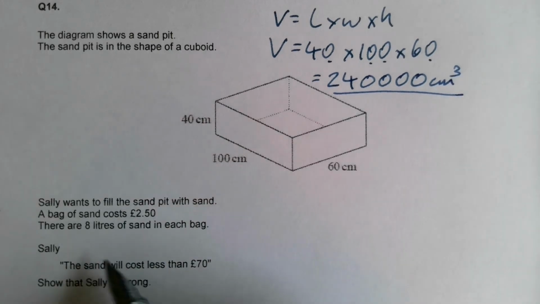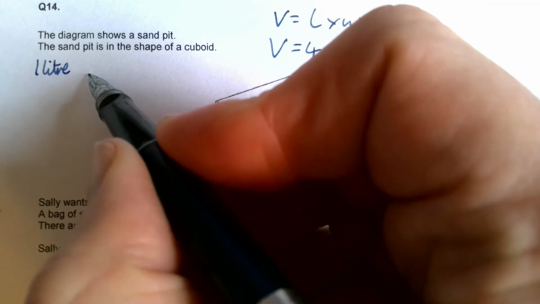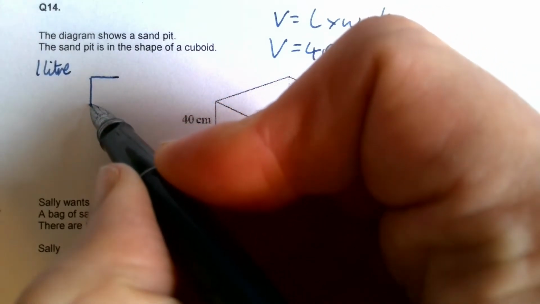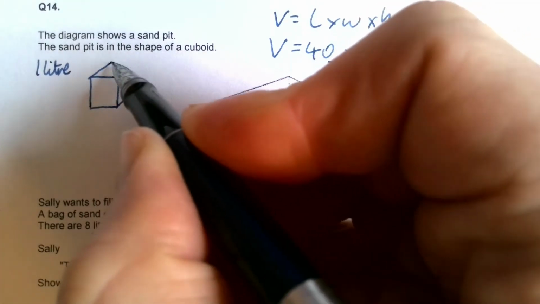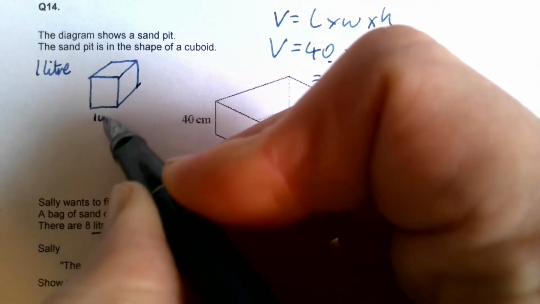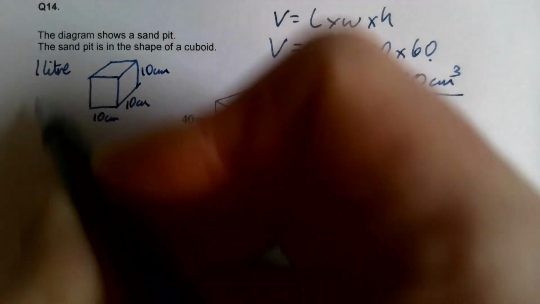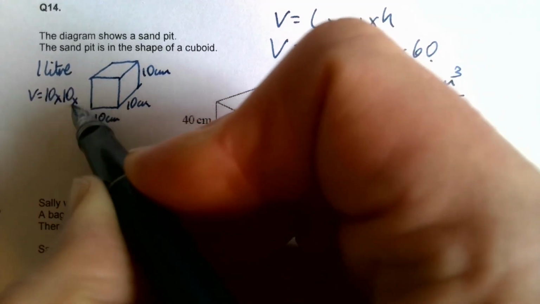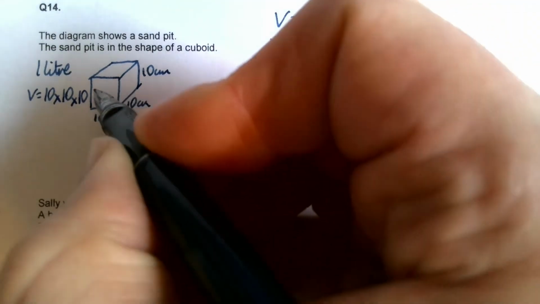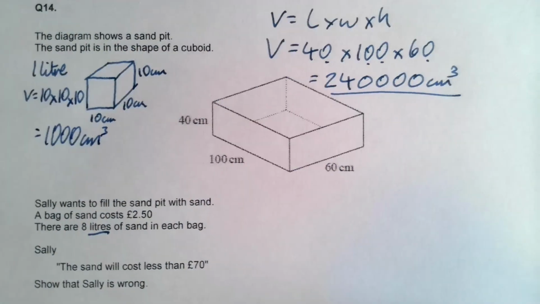Now, the problem is we're told litres. How many centimetres cubed in a litre? Well, I think I've told you this before, but a litre was invented as being the amount of stuff that would fill a cube that is 10 centimetres by 10 centimetres by 10 centimetres. So the volume of that litre is 10 centimetres times 10 centimetres times 10. Well, 10 times 10 times 10 is 1,000 centimetres cubed.